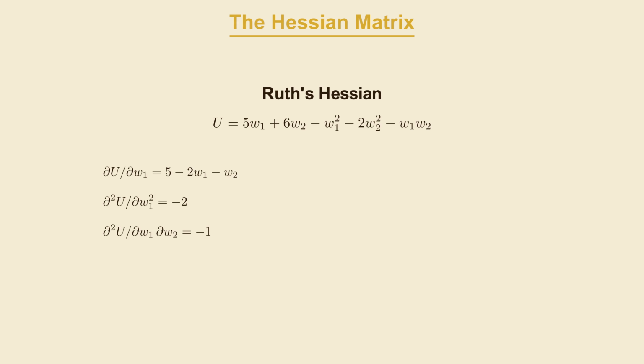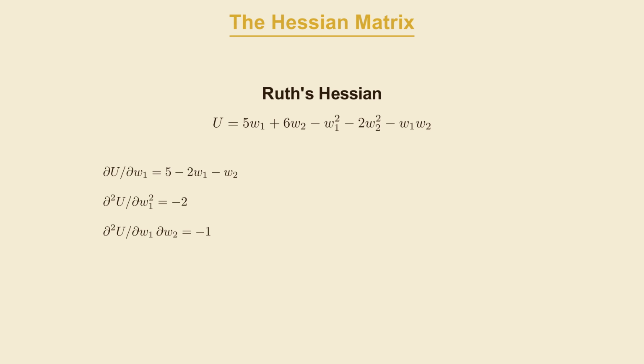Let's go back to Ruth's portfolio utility function. The function was 5w1 plus 6w2 minus w1 squared minus 2w2 squared minus w1 w2. We found that the critical point is w1 equals 2 and w2 equals 1. Now we need to compute the second partials. We start from the first partial, which was 5 minus 2w1 minus w2. Take the partial of that with respect to w1 again, and you end up with negative 2. Take the partial of that with respect to w2, and you end up with negative 1. So the top row of the Hessian is negative 2, negative 1.